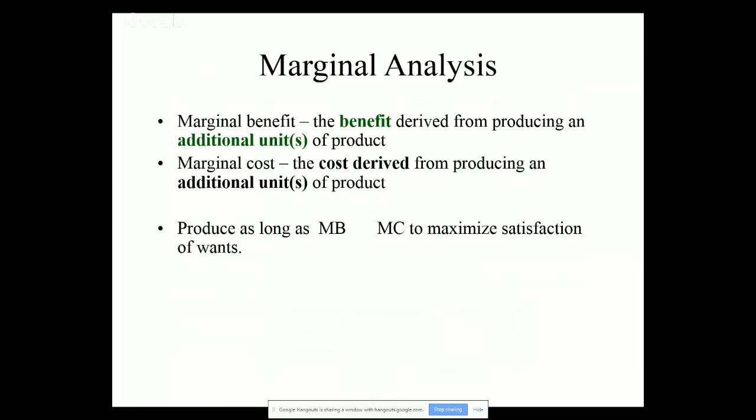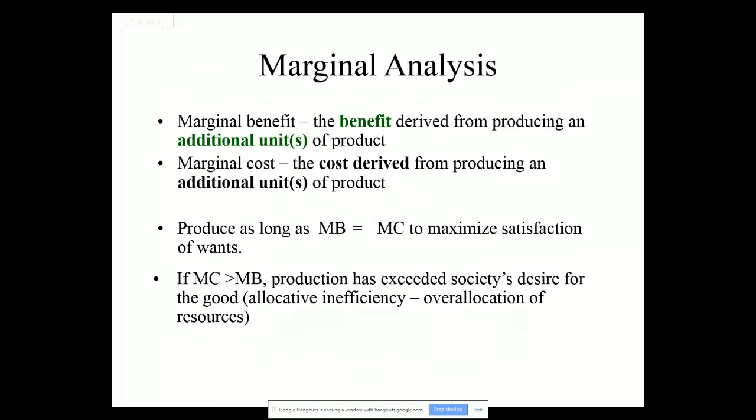So you want to continue to increase your production as long as your marginal benefit is what? Less than, greater than, equal to your marginal cost. The answer would be equal to. You want to continue to add to your production as long as your marginal benefit is equal to your marginal cost. As soon as your marginal cost is greater, you should reduce your production because you have exceeded society's desire for the good. You've become allocatively inefficient. You've over allocated your resources. So you should draw back your production.